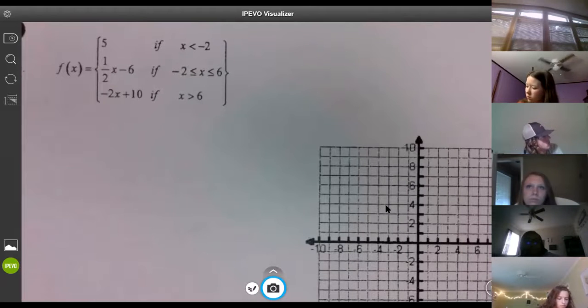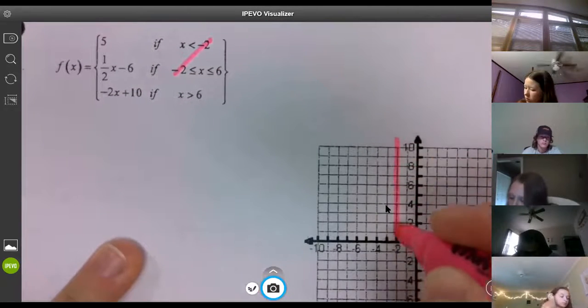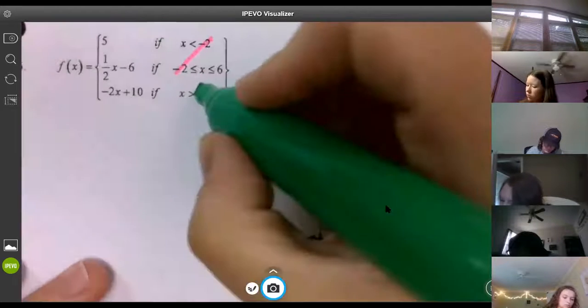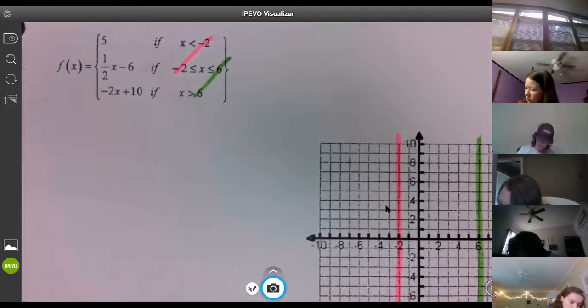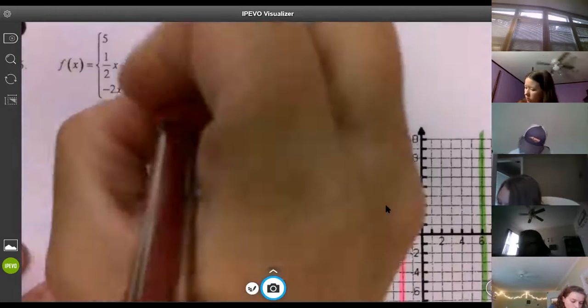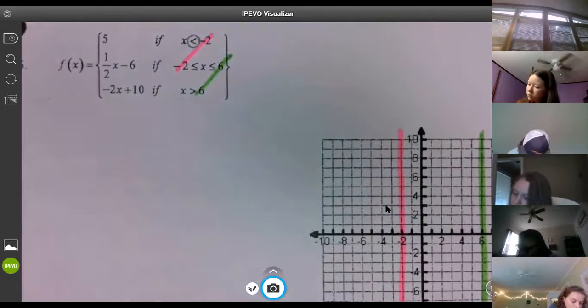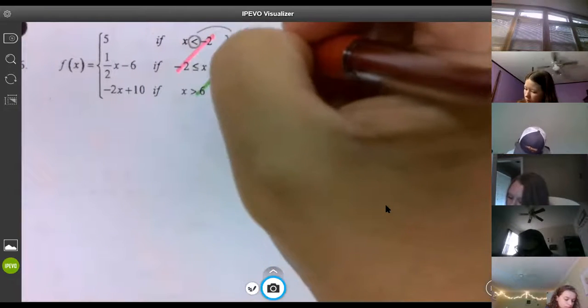All right, so if you look at this one, what are our 2 boundaries? -2 and 6. -2, and I'm going to go ahead and graph that while I got my pink highlighter out. And +6. What's this less than tell you? It's open and to the left. So left and open.